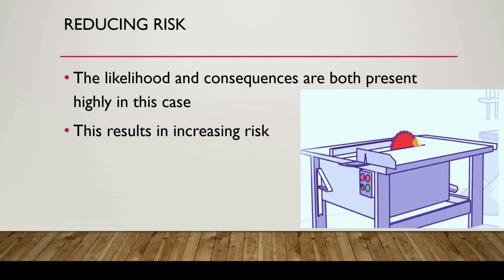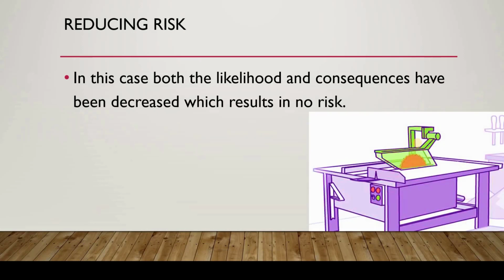So in that case, we have to decrease or minimize the risk, or we have to make it zero. So how can we convert this risk to no risk? You can see that in this case, both the likelihood and consequences have been decreased, which results in no risk. The machine has been protected and there is a barrier. This barrier will cause no risk and it will protect the user from the risk and the hazard. In that way, we have basically reduced the risk which is present in the machine.